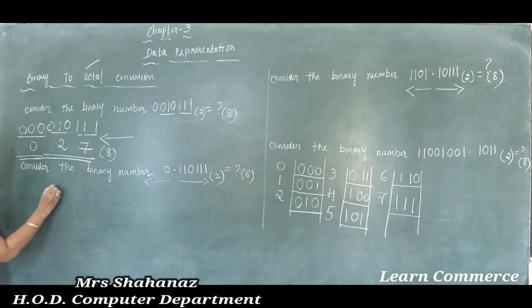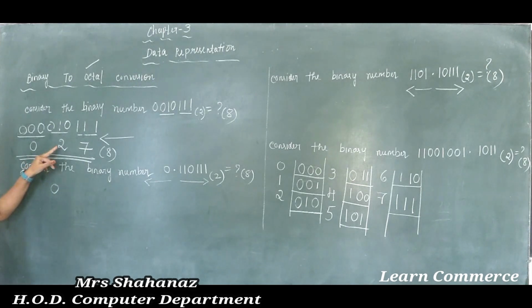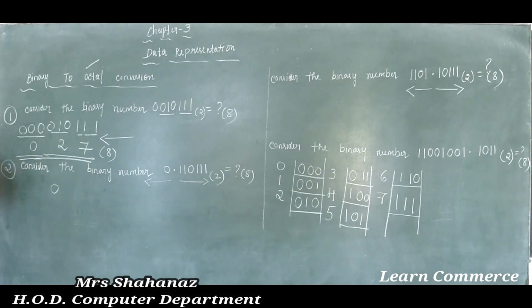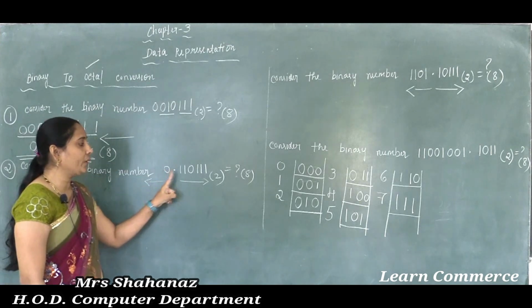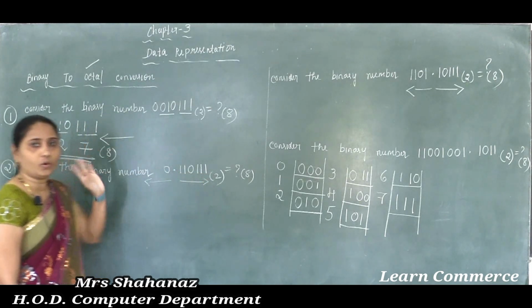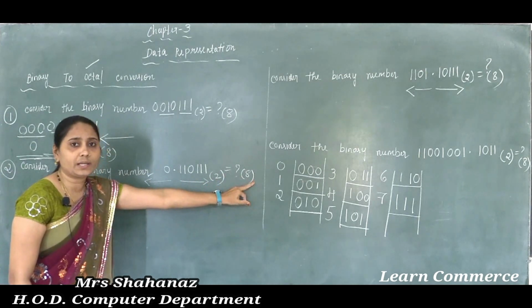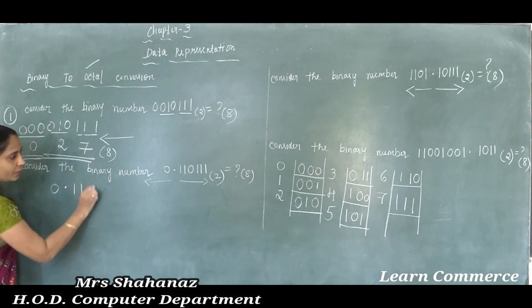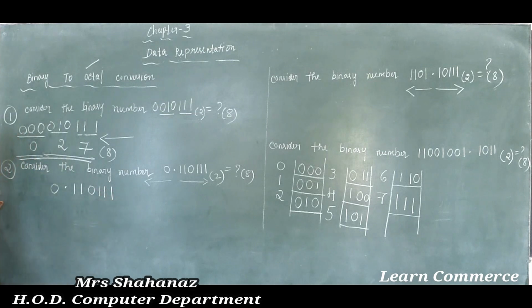Okay, now let's go to the next question. So the first question answer is 027, converted to octal. Now next, the second question, we are going to complete. The second question is: consider the binary number 0.110111. Okay, so binary to octal conversion, binary to octal conversion. So now the question is 0 and 110111. Okay, here now we know that this is the fractional part, correct?